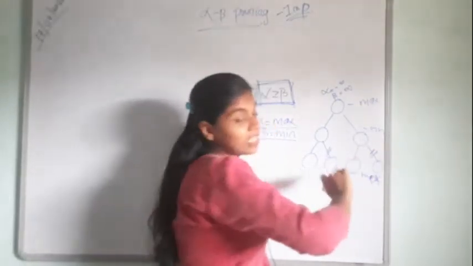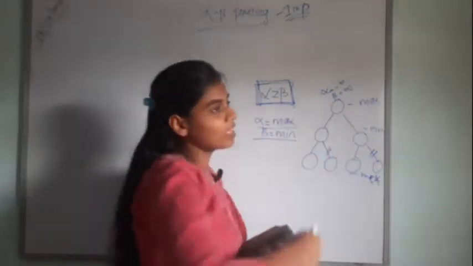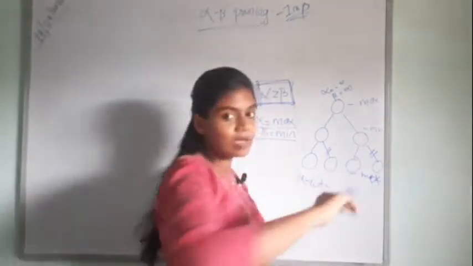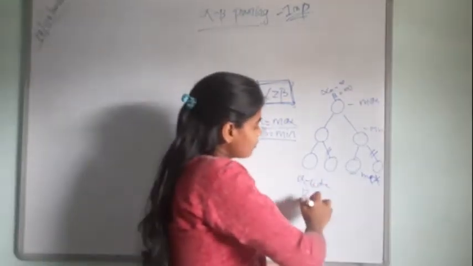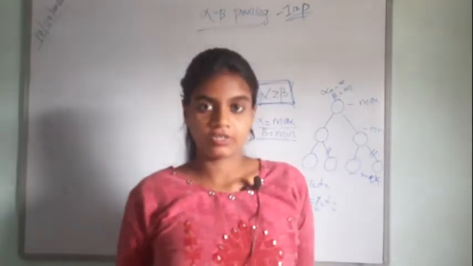This sign means they ignore that value, ignore that node. So at the end you must write how many alpha cuts, alpha pruning, and how many beta pruning there are. Okay, in this way the alpha beta cut is done. This is how alpha beta pruning works.